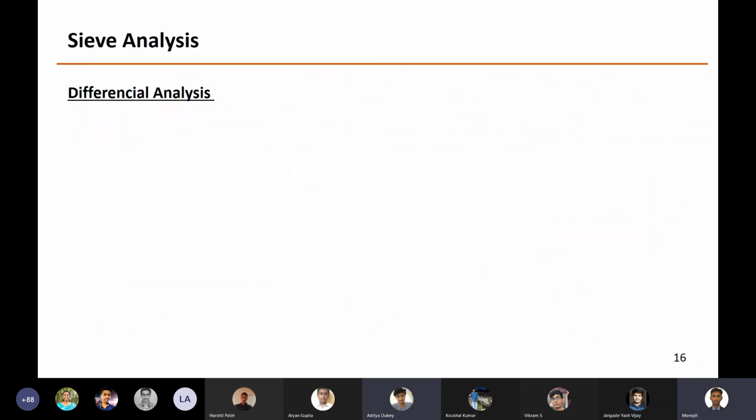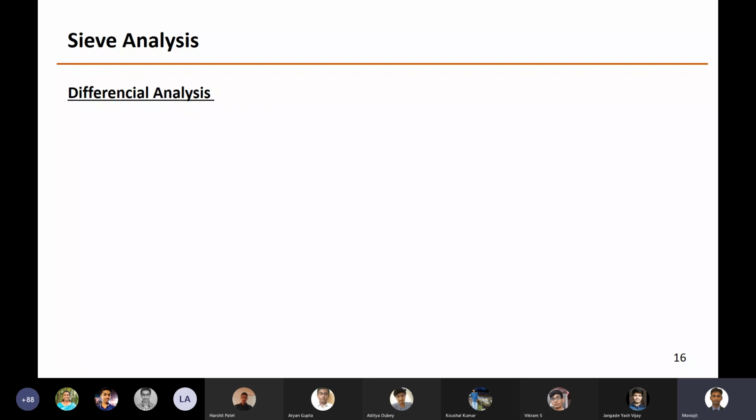Fine. As I told you previously also, there are two different types of sieve analysis that we mostly do. One is known as differential analysis and one is known as cumulative analysis. What are these analyses? Given a mixture of particles, we want to get a distribution of the sizes involved in the mixture. So there are two types of analysis for getting an idea of the particle size distribution in a mixture. The first is differential analysis and the second is cumulative analysis.